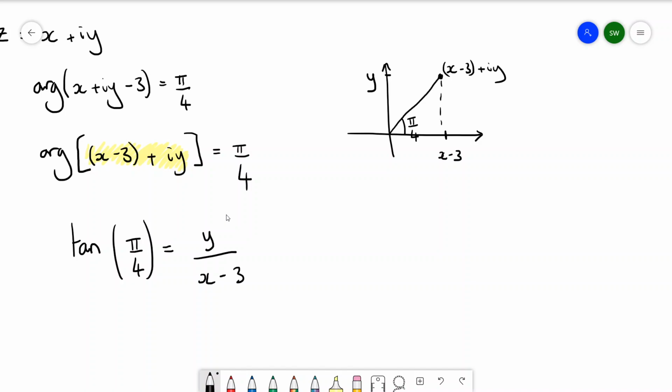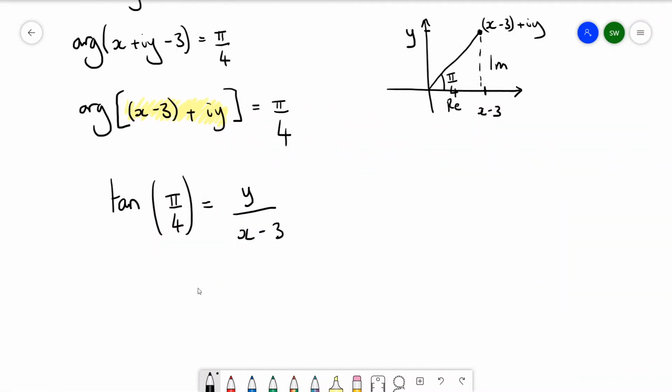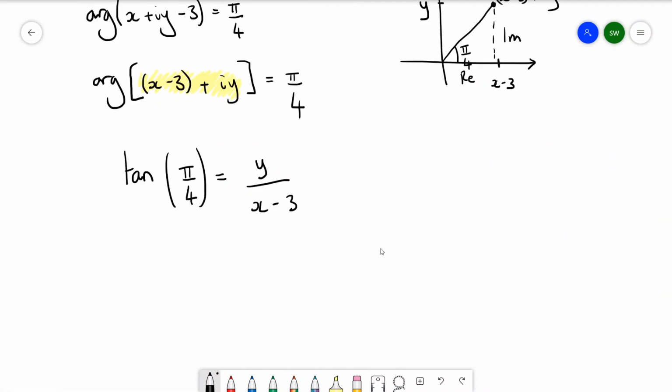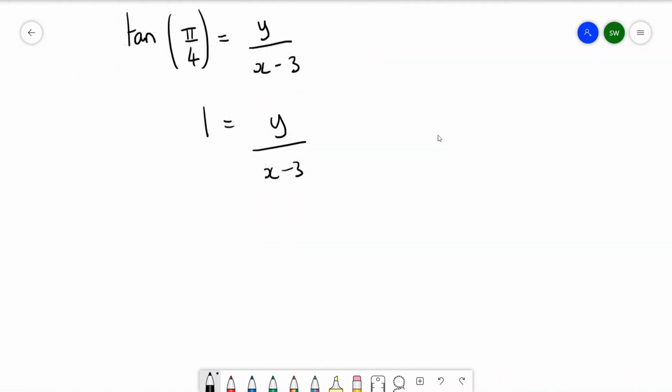So we can just draw in a right angle triangle here. And we know that tan of pi over 4 is equal to the opposite side length, which is y, the imaginary part, divided by the adjacent, which is the real part. So we get that formula there. And we know that tan of pi over 4 is 1, so we know that 1 is equal to y over x minus 3. So we can rearrange this to get y equals x minus 3.